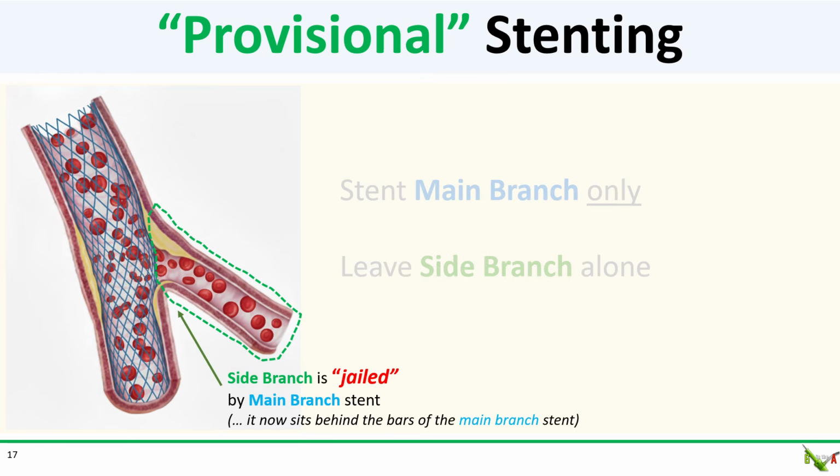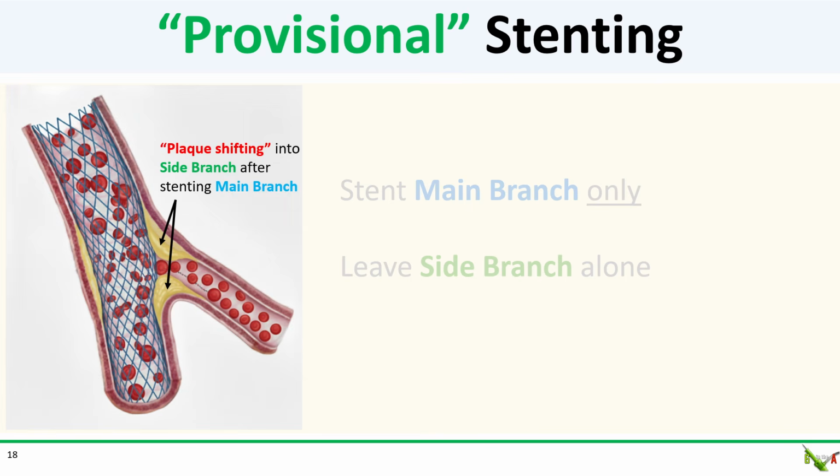Now, after you stent the main branch, that side branch will now sit behind the wires of the main branch stent. This is called being jailed. In other words, the side branch is jailed by the main branch stent. Sometimes after you balloon or stent the main branch, some of the plaque that was originally in the main branch will get pushed out into the side branch. This is called plaque shifting.